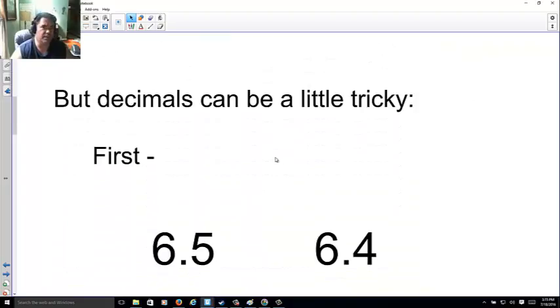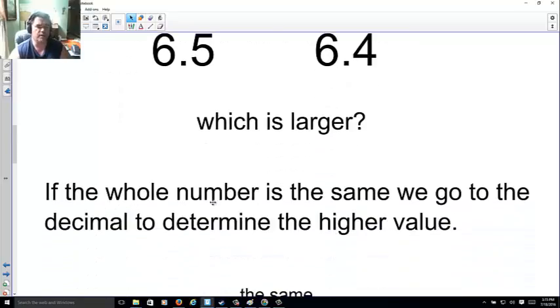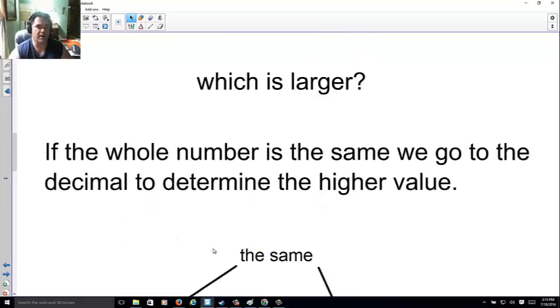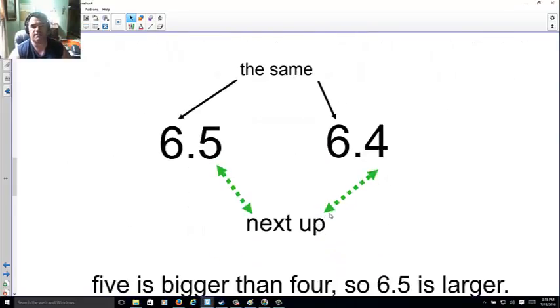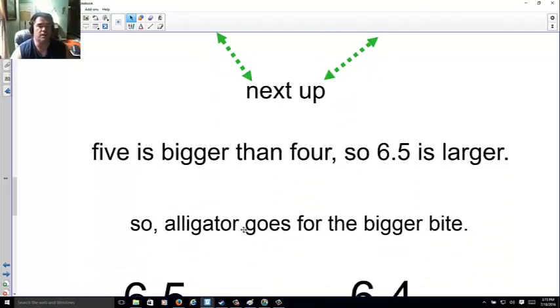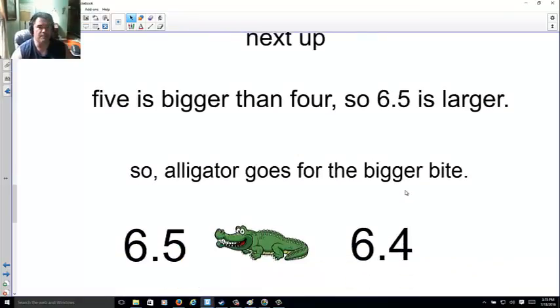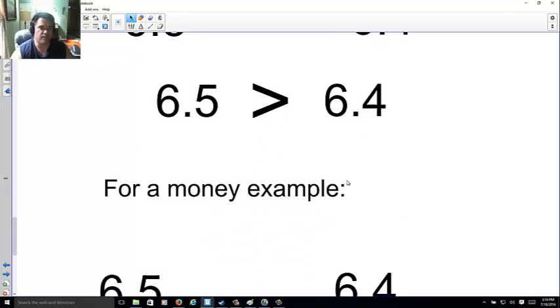But decimals can be a little tricky. First, you have 6.5 and 6.4, which is larger? Well, if the whole number's the same, both are 6s, we go to the decimal to determine the higher value. Both are 6s, and then the next up is a 5 versus a 4, and whichever number's bigger wins. 5 is bigger than 4, so 6.5 is larger. So the alligator goes towards that bigger bite. 6.5 is greater than 6.4.